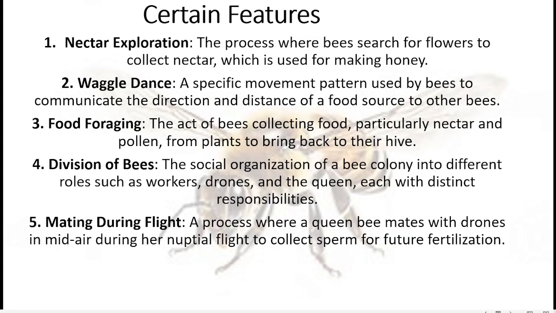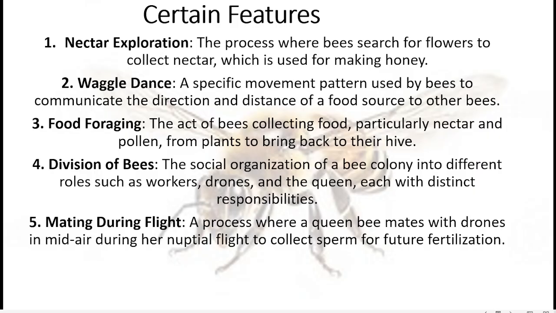And here are the key features in BCO. First is nectar exploration, the process where bees search for flowers to collect nectar, which is used for making honey. Next one is the waggle dance, which is a specific pattern used by bees to communicate the direction and distance of the food source to the other bees. And third one is food foraging, the act of bees collecting food, particularly nectar and pollen from plants, to bring back to their hive.